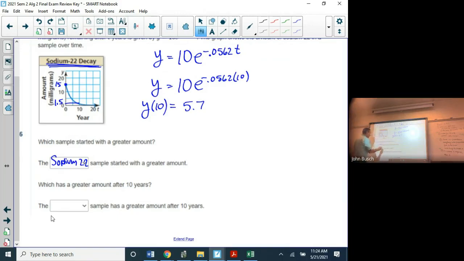Which is more than the 1.5. So the tritium has more. Okay?